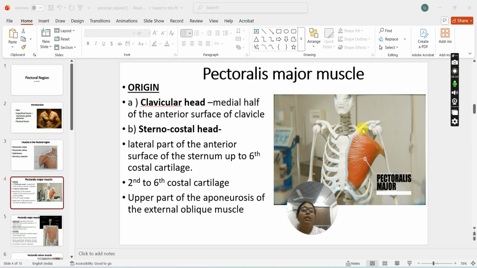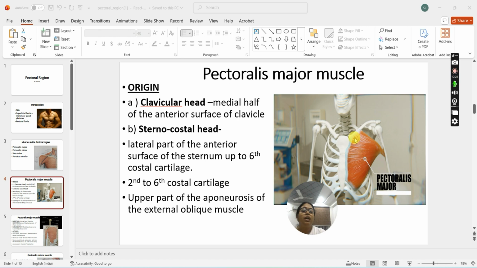The clavicular head arises from the anterior surface of the clavicle, the medial two-thirds of the anterior surface of the clavicle. The fibers sweep downwards and laterally. The fibers coming from the sternocostal origin arise from the sternal origin and the costal origin. Sternal origin arises from the lateral aspect of the anterior surface of the sternum, from the costal cartilages from 2nd to 6th position, and from the aponeurosis of the external oblique muscle of the abdomen.